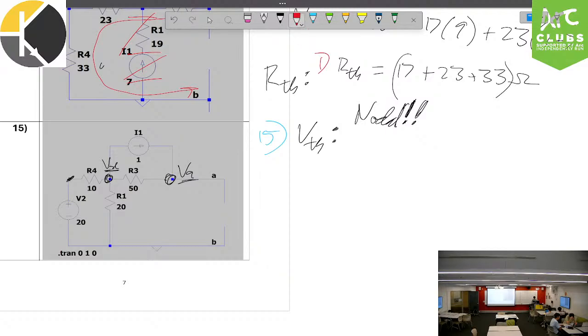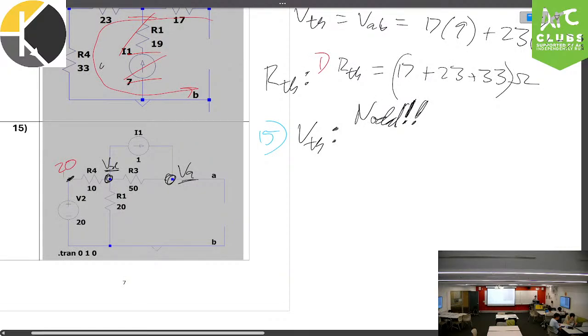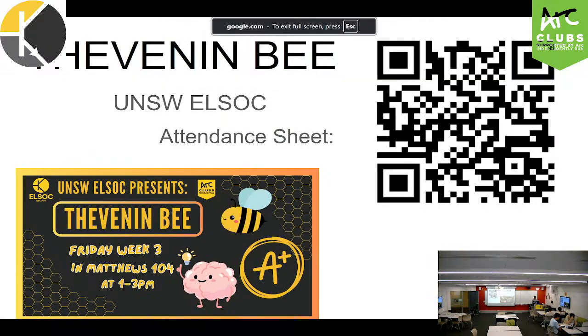And so, I will not be labeling the node above the 20 volt source if I were to label it at all. Wow, it is really not interacting. That's interesting. Anyways, I'll just label it 20 volts, right?